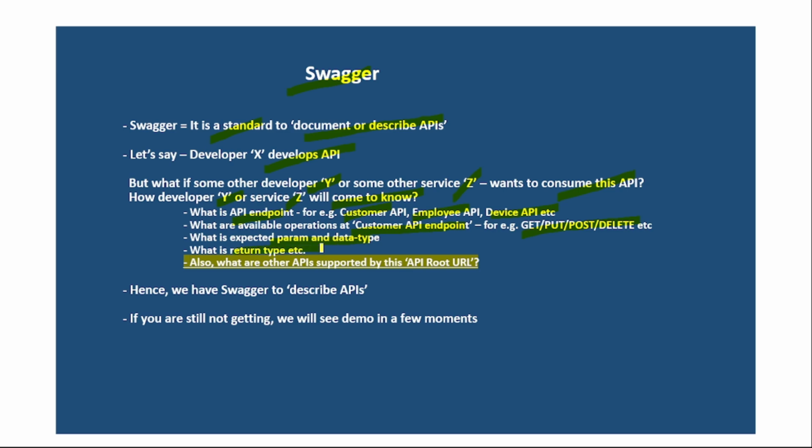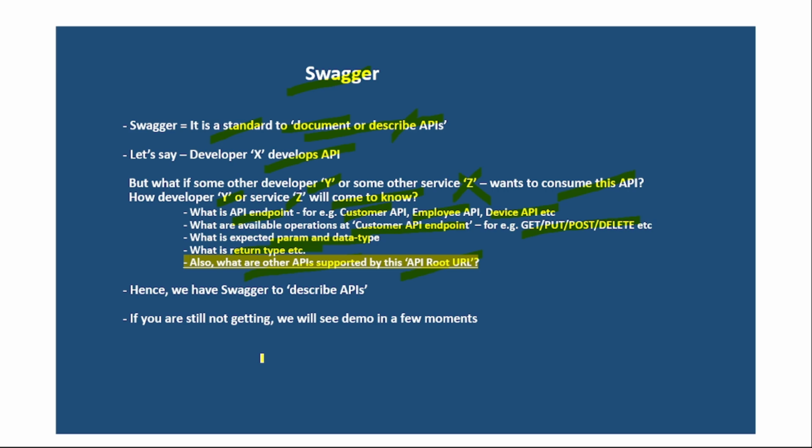And not only that, how will that other developer Y or some other service Z come to know what other APIs are supported by that API root URL? So for example, our server root URL can not only support this customer API, but it may support other APIs as well, let's say employee API, device API, etc. Right? And for that we can use Swagger. So basically using Swagger we can document or describe our APIs.